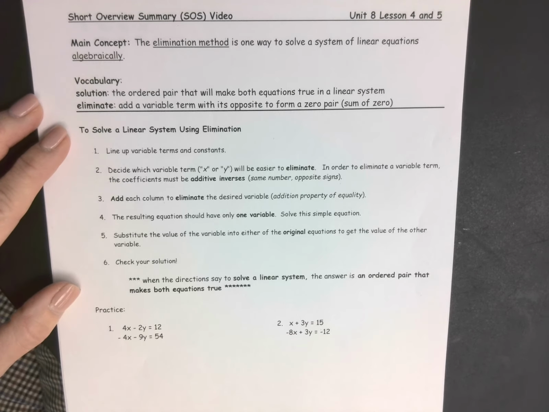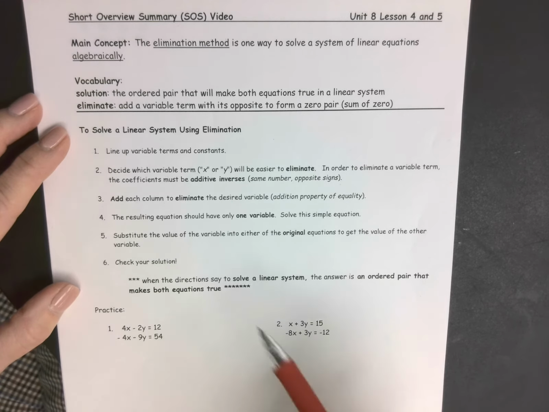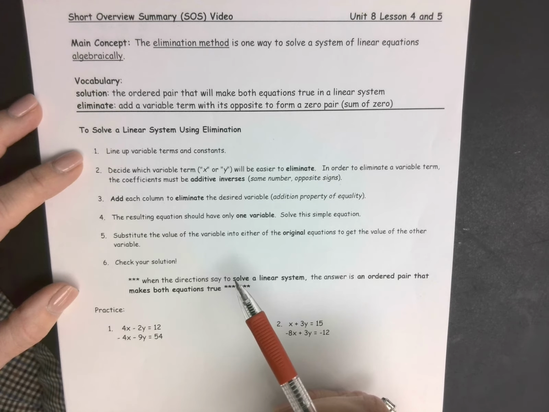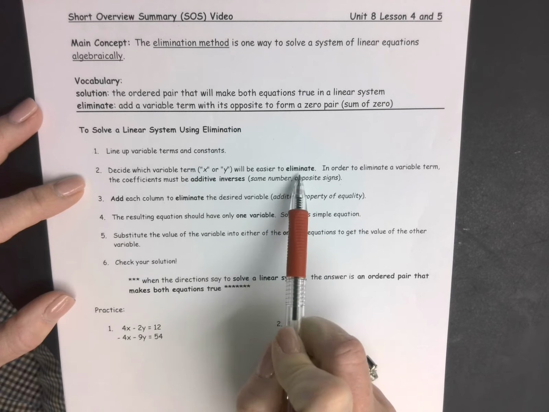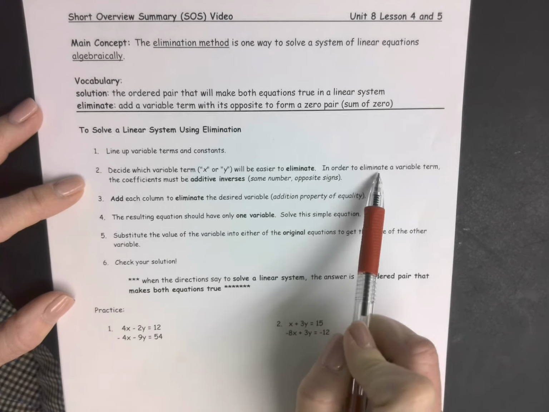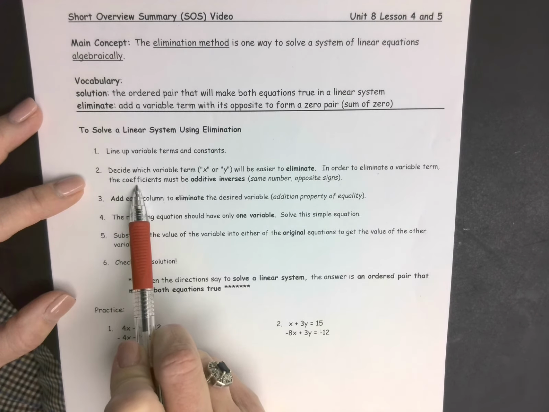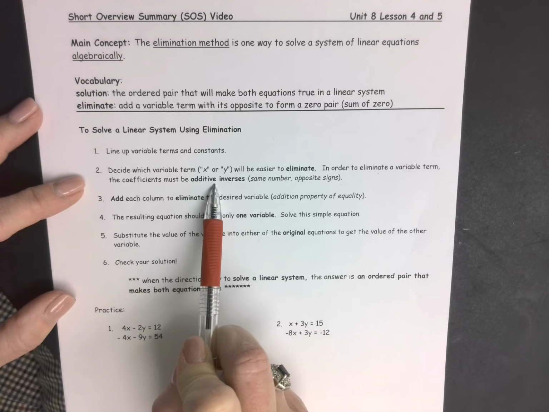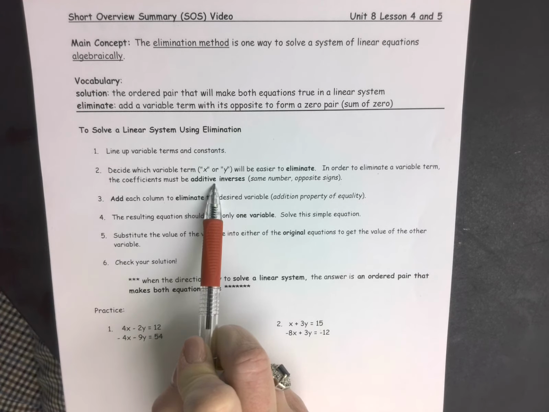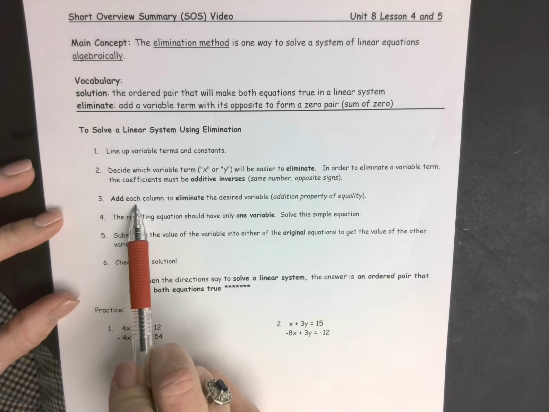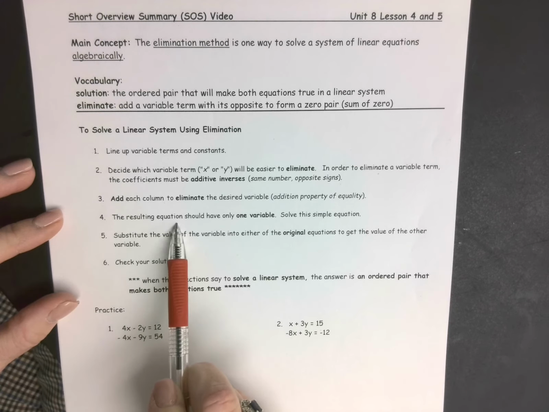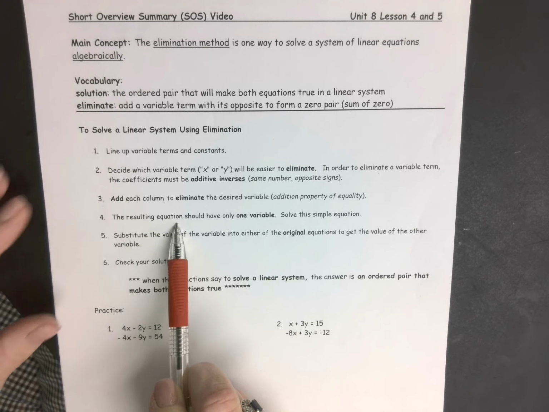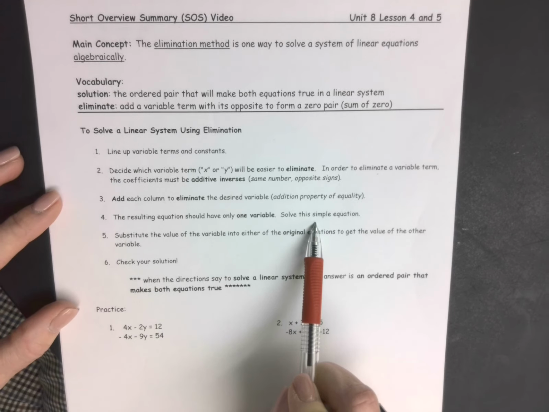The procedure we're going to use to solve the linear system is as follows. First, we're going to line up the variable terms and the constants in both equations. Decide which variable term, x or y, will be easier to eliminate. In order to eliminate the variable term, we want the coefficients to be additive inverses or opposites of each other so that we can get that zero pair. We're going to add each column to eliminate that desired variable, and the resulting equation will have only one variable. So we're going to solve that simple equation.